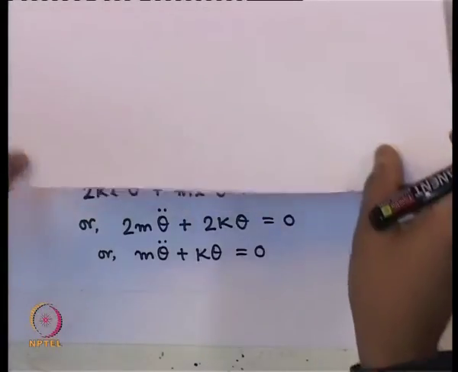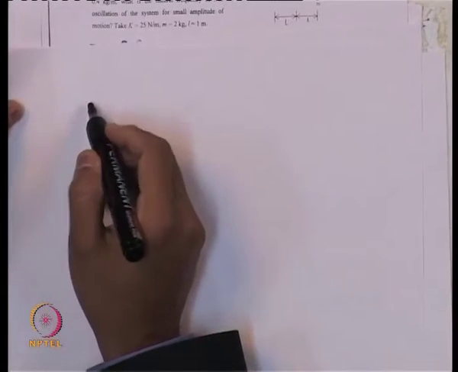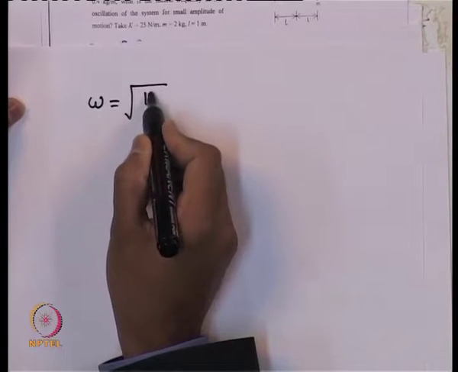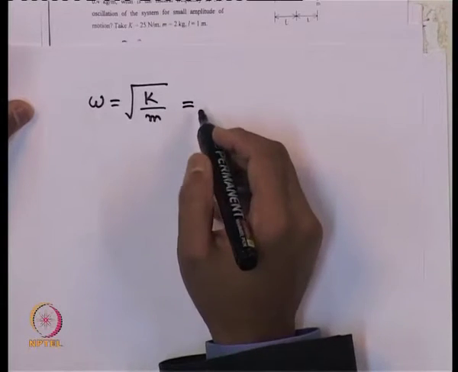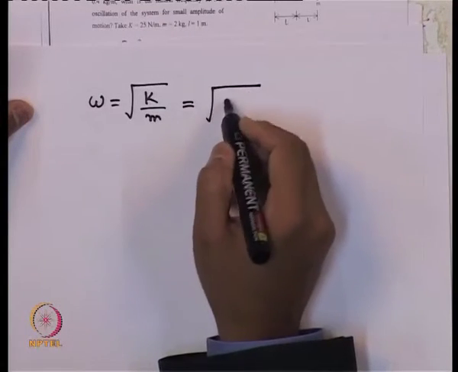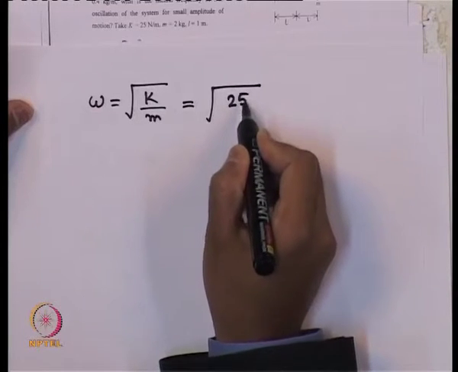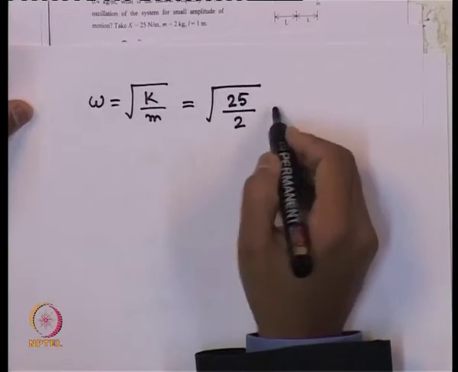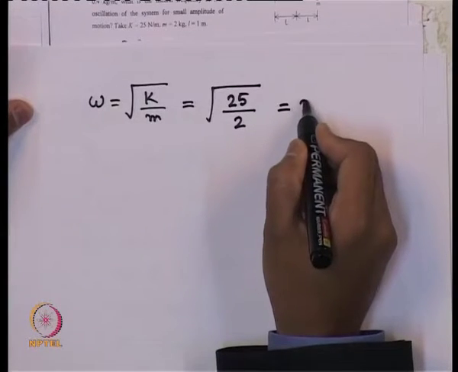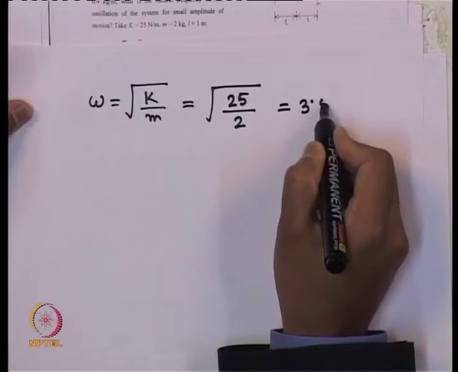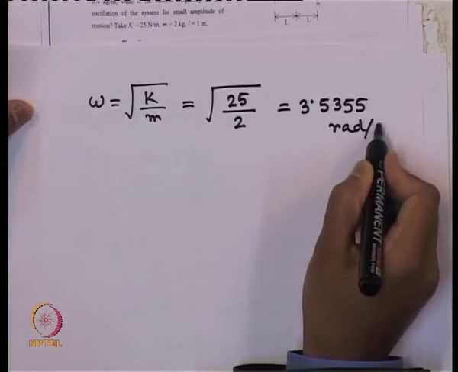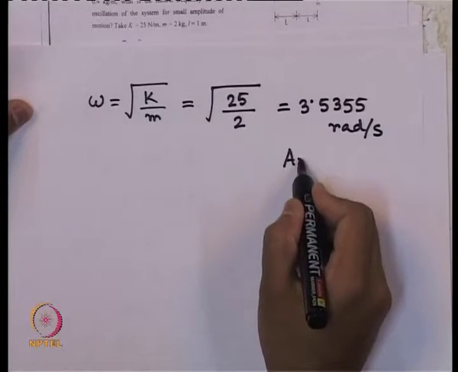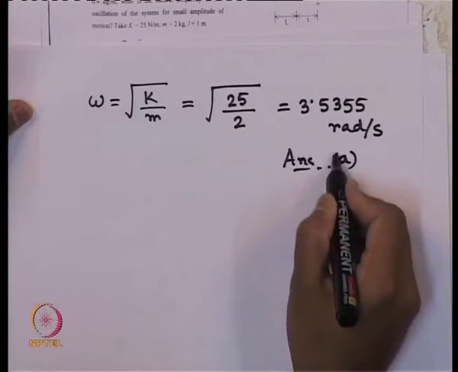Now, to find the natural frequency of the system, omega is root over k by m. The values of k and m are both given to us. K is 25, m is 2 kg, so it comes out as 3.5355 radian per second. So that is the answer for part A.